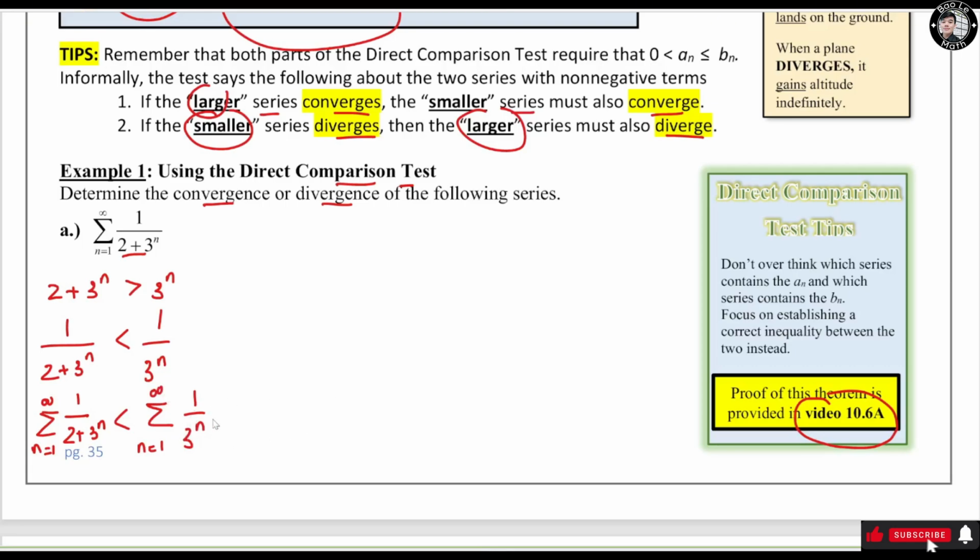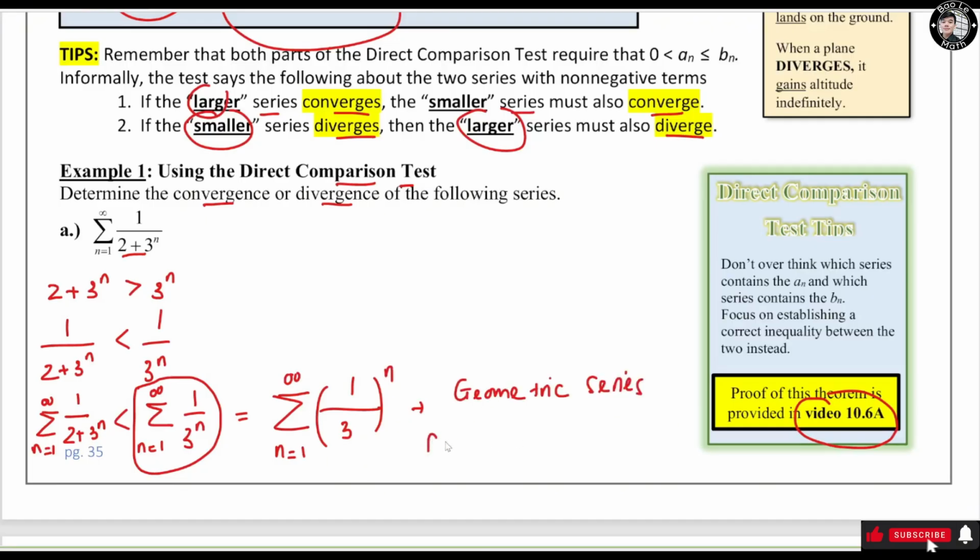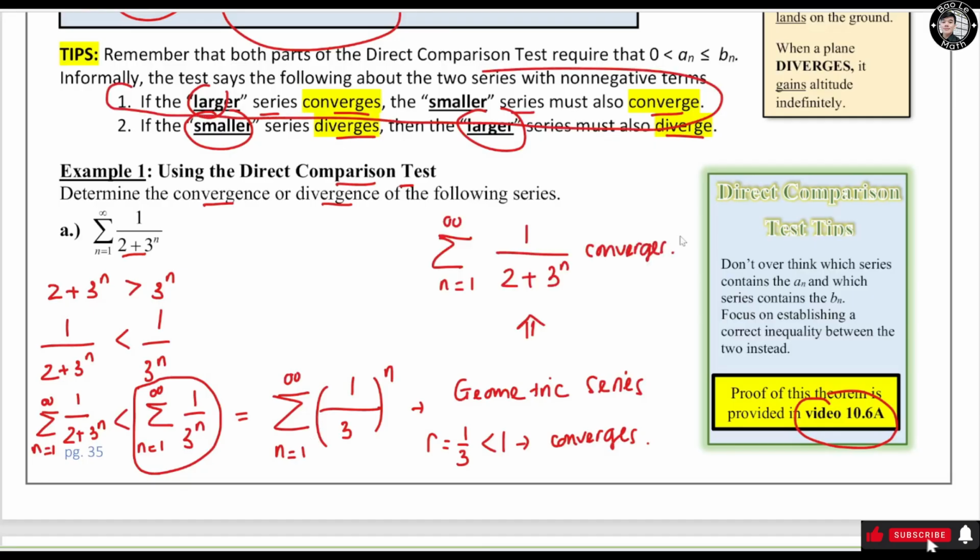Now look at the one on the right hand side right here. This can be written as sigma when n goes from 1 to infinity of (1/3) to the n, and this is actually a geometric series where the common ratio equals 1/3, which is less than 1. So this geometric series converges, right? Now if the larger converges, the smaller must converge, right?